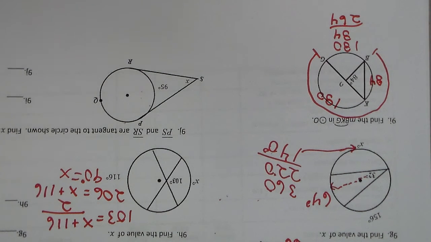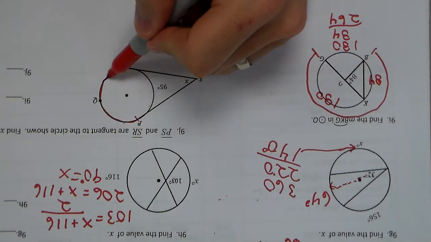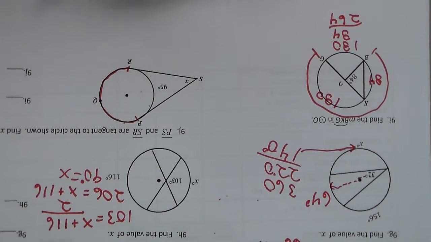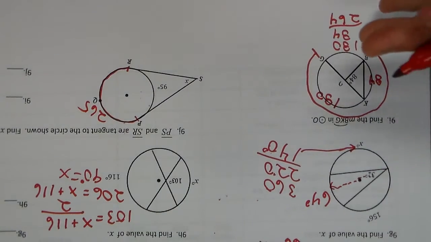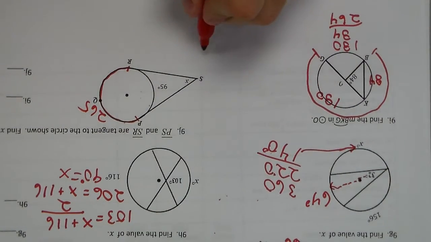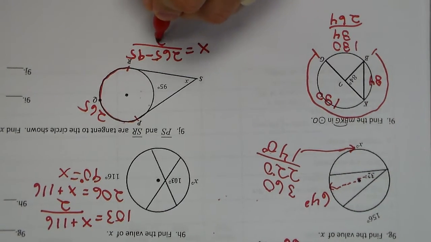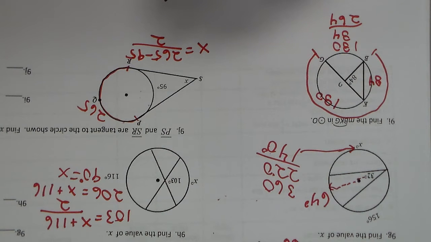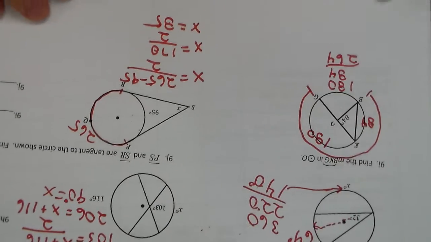9J is like 9E, which we've done already. We need to do big arc minus little arc because I have a big portion and a little portion. Now the little portion is 95. If I subtract that from 360, I get that the big portion is 265, because all the pieces are taken up. There's not a part that's not included. So I'm going to do x equals 265 minus 95 over 2. I get 170 over 2, and my answer is 85.